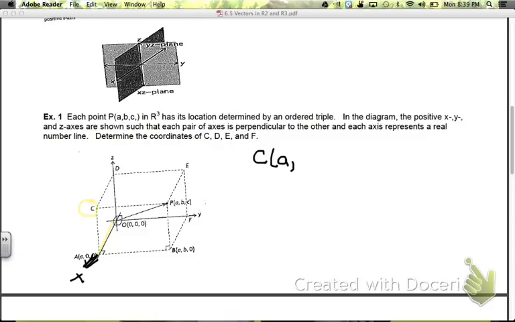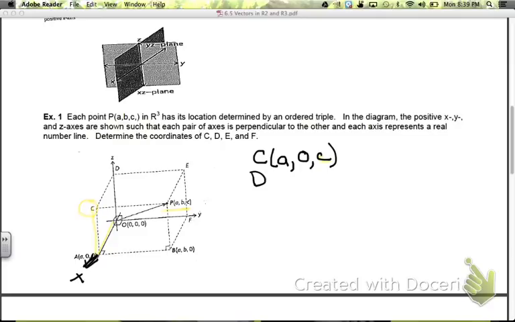Then I look at, do I need to move left or right at all to get to C? No, I don't need to move left or right at all, so I don't need to move on my y-axis, so it's 0. Then I look at my z-axis. I still need to move up from point A to C, and because I have my point here, P, A, B, C, I know that my Z value is C. So my point C is equal to (A, 0, C).